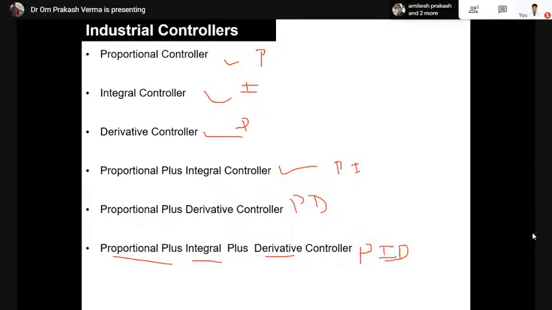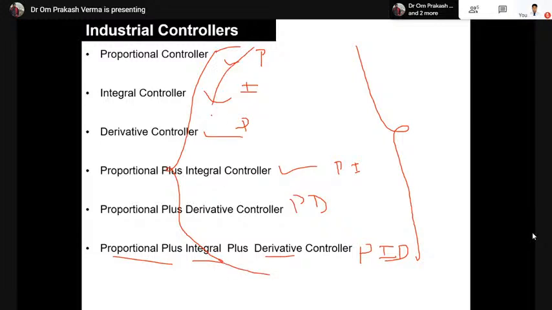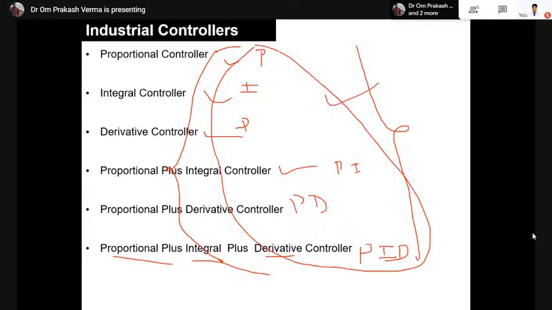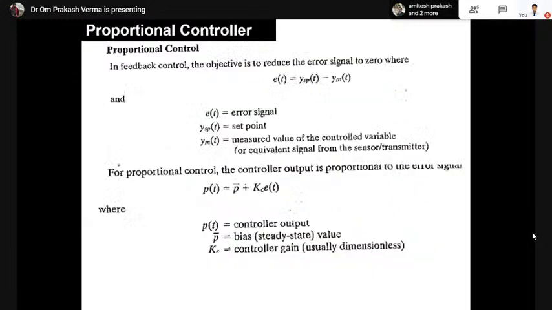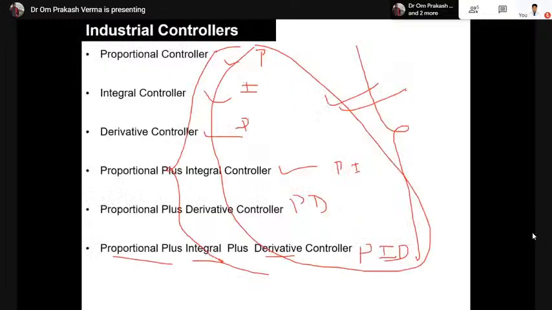So, as a control engineer, if you want to make your career in control systems, then you have to know this part very strongly. You have to make this part very strong. Okay, so now come to this section.